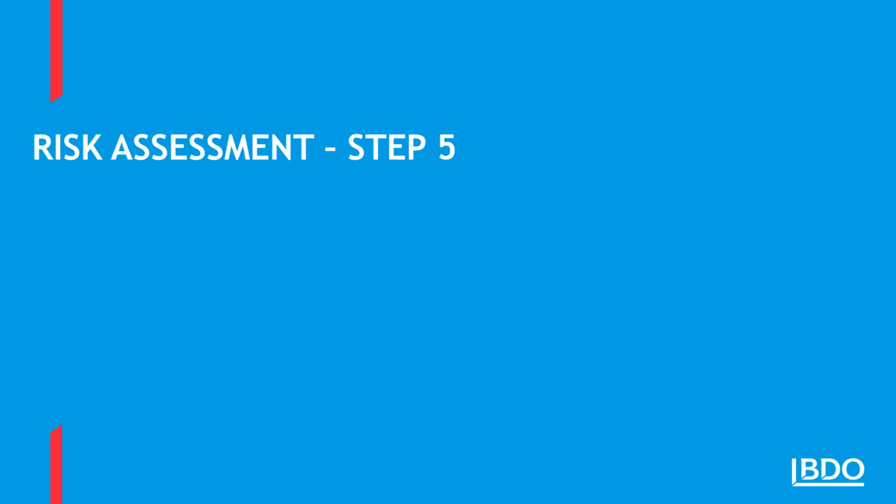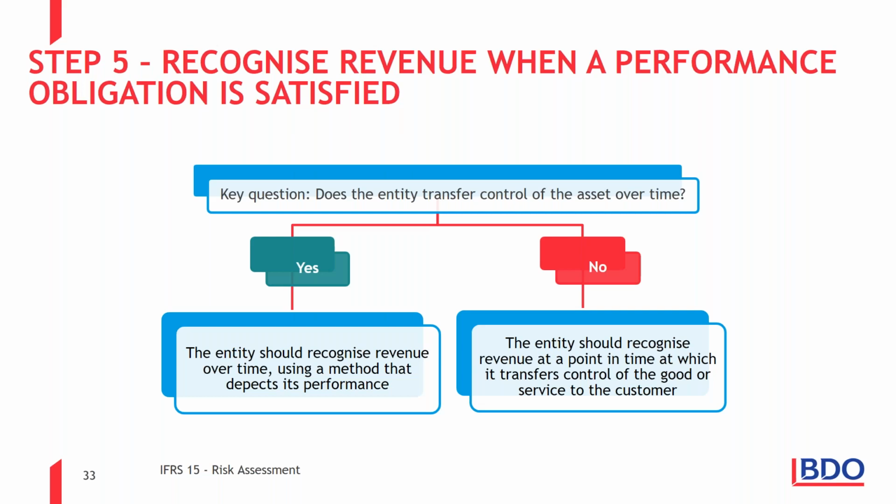Now, step 5, finally, we can talk about recognizing revenue. We've done a lot of work now. We've done a lot of assessment. And now we get to the nitty-gritty. When do we recognize revenue? Now, the principle is we recognize revenue when a performance obligation is satisfied. So the key question really is, does the entity transfer control of the asset over time? Yes or no?